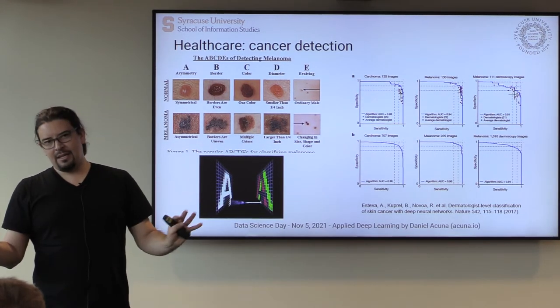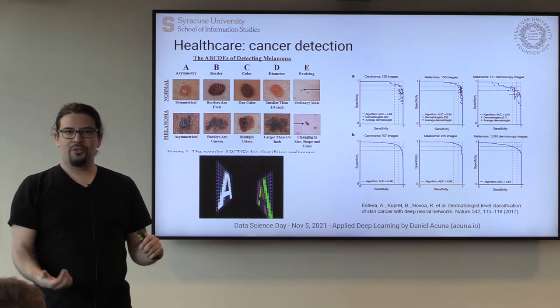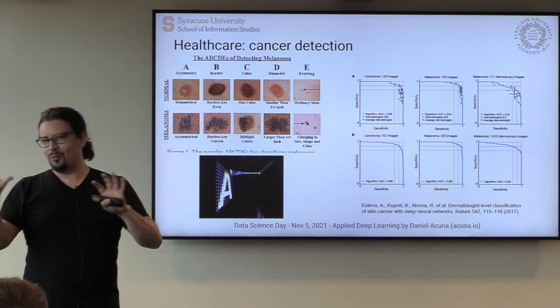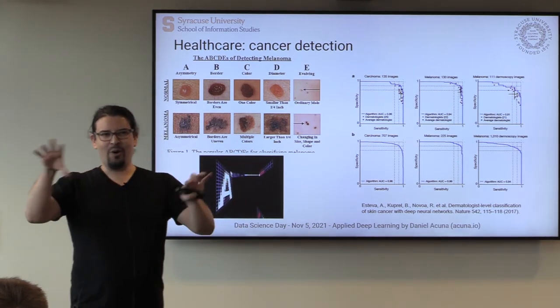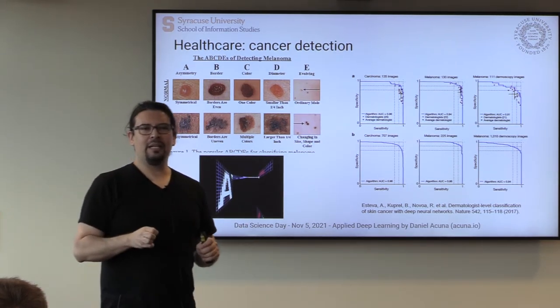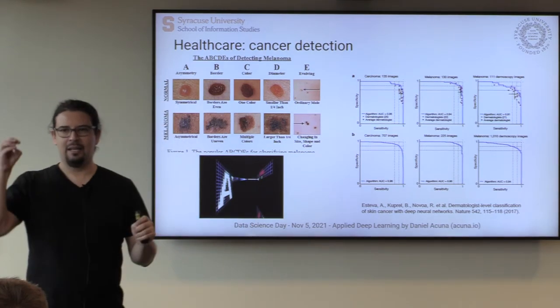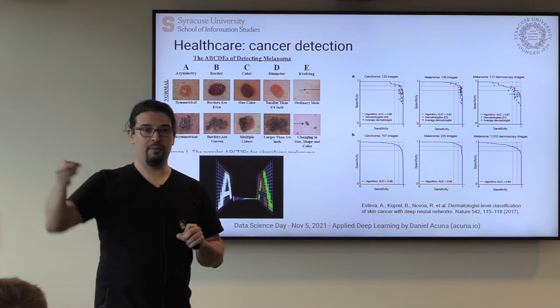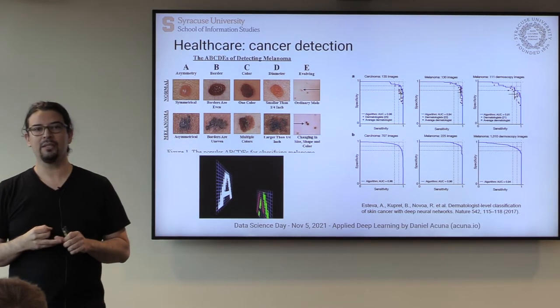Now, there are many caveats. There have been many follow-ups of this research, so it's not completely 100% true, because the data set wasn't completely okay, and there was a lot of overfitting. But in general, we see the performance of computer vision systems approaching human performance. Okay, so next slide, please.